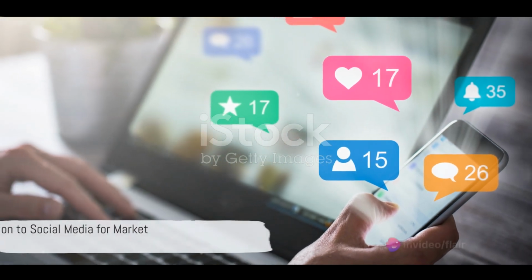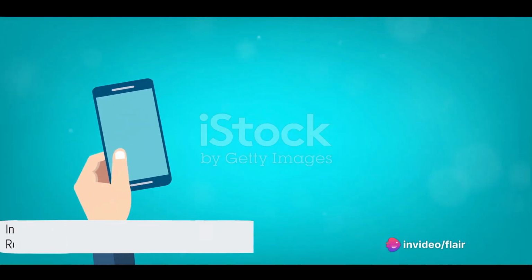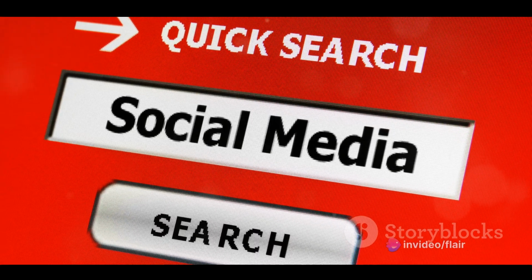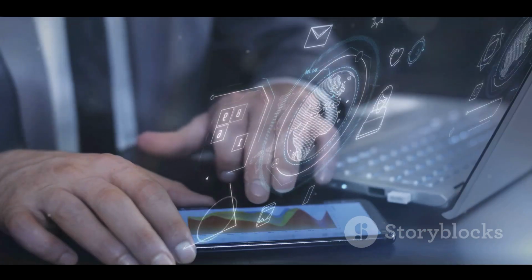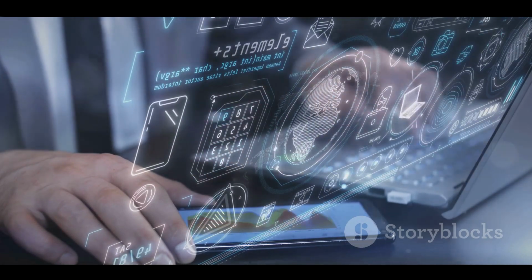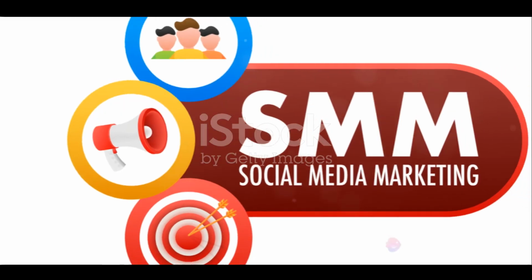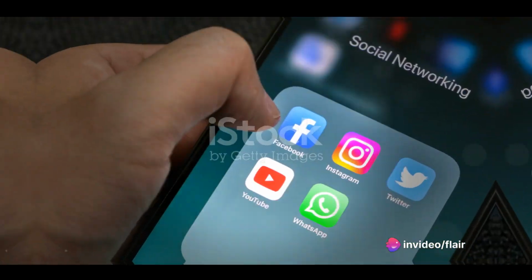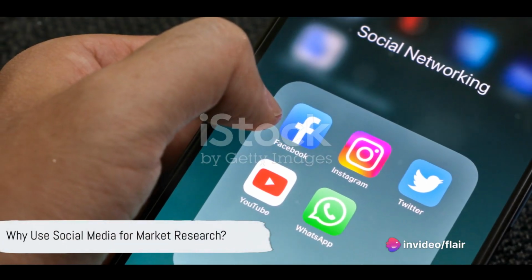Have you ever wondered how to harness the power of social media for market research? In this digital age, social media platforms are gold mines of valuable data, offering insights into consumer behaviors, preferences, and trends. But how can you use social media effectively for market research? Let's find out. Why should you consider using social media for market research?